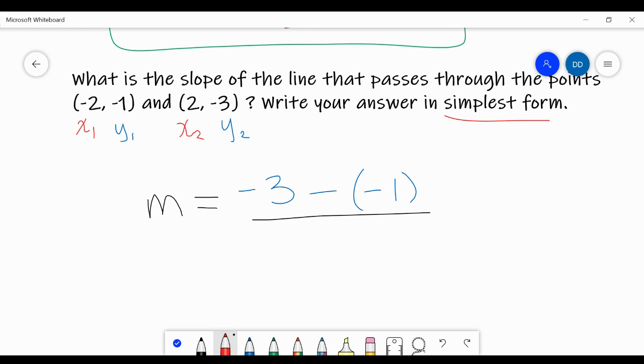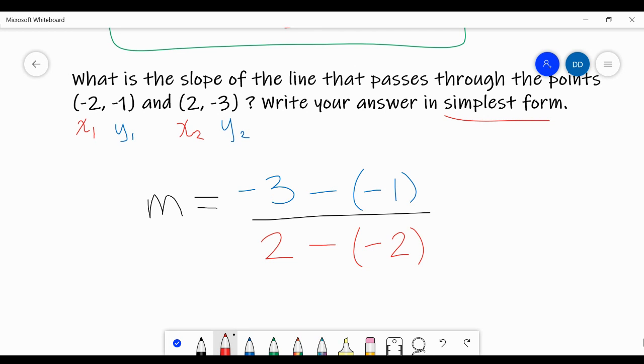Over, now same thing, but x2 minus x1. So x2 is 2 minus x1 is -2. So I'm going to put that in parentheses also. So this is y2 minus y1, x2 minus x1.